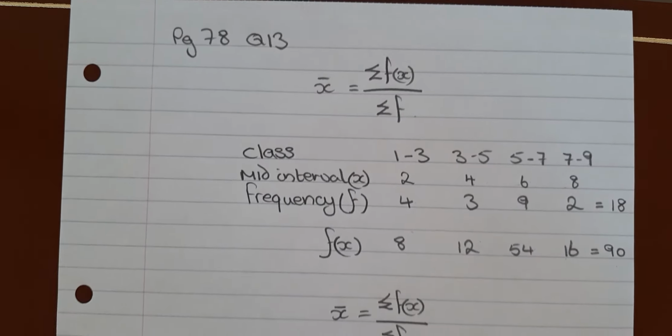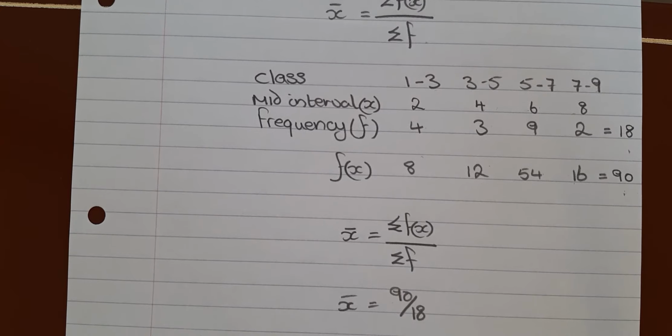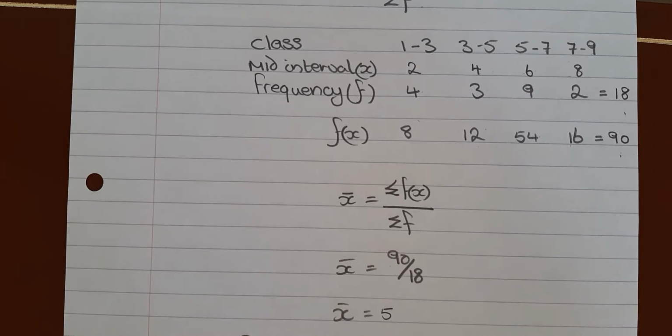So now going back to our formula, the mean is equal to the sum of the frequencies multiplied by the variables divided by the sum of the frequencies. So the sum of the frequencies multiplied by the variables is 90, divided by the sum of the frequencies, which is 18. 90 over 18. So our mean is equal to 5.